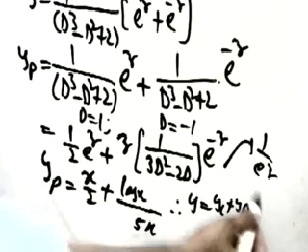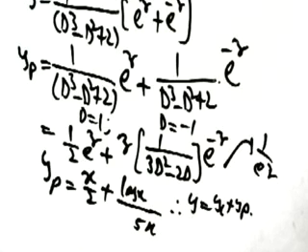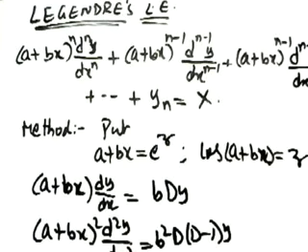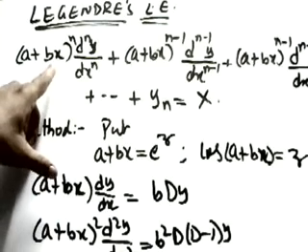Therefore you substitute this: y equals yc plus yp. Okay, now see here there is a slight change. Now we are going to learn about Legendre's linear equation. Legendre's linear equation.